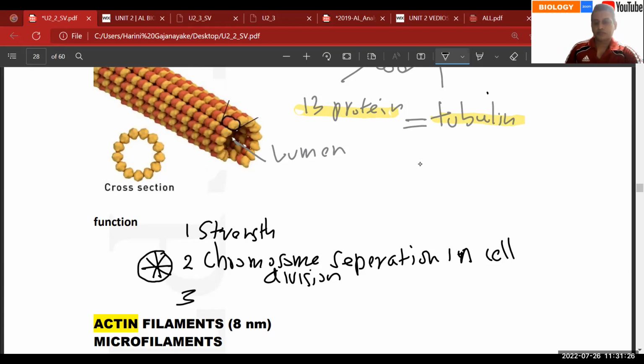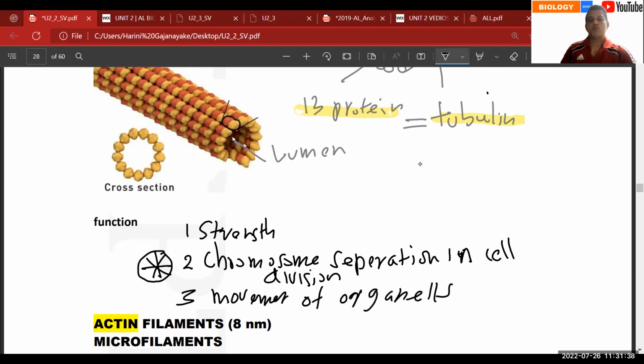Third one, within the cells, movement of organelles. Movement of organelles. These are the three functions of the microtubules.